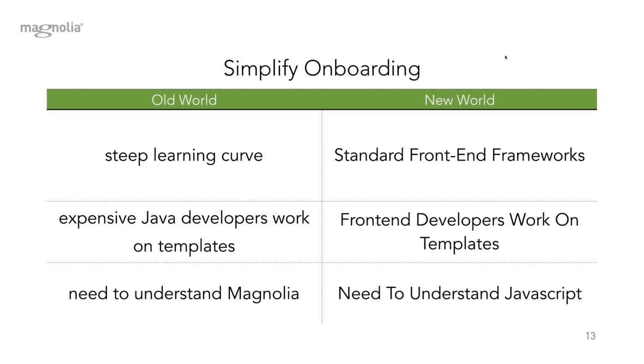In the new world, which we could refer to as more API driven, we're using standard front-end frameworks. Whatever you want to use out there in the JavaScript world just works with light development. So it makes it really simple to get people on board, because they can just use the knowledge that they already have. Specifically front-end developers, which now can also work on templates, and they don't need to know anything about Magnolia itself, or almost nothing about Magnolia. It's pretty much a black box for them. But of course, they need to understand JavaScript, which they already do. Otherwise, you wouldn't have hired them, right?